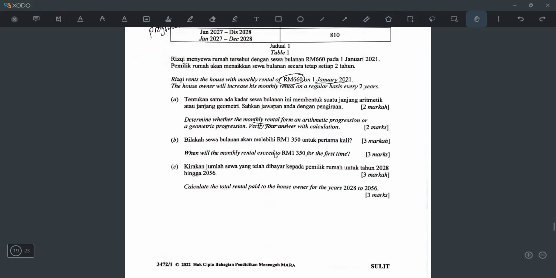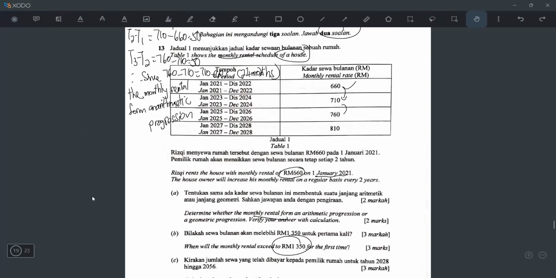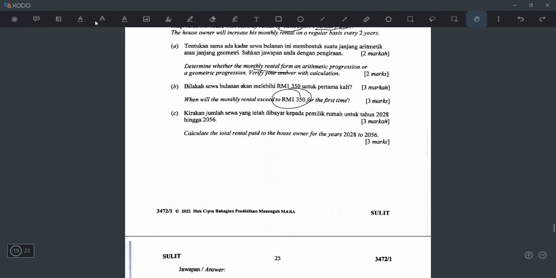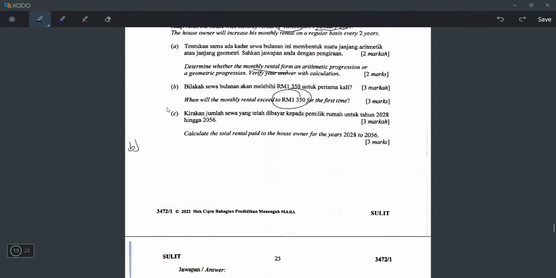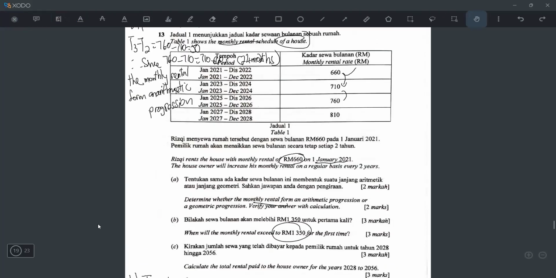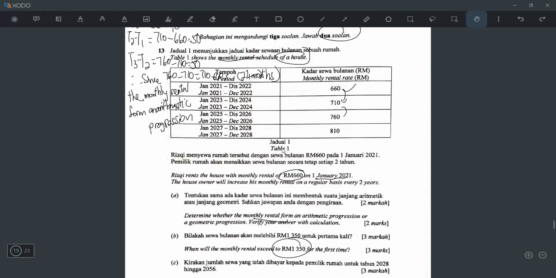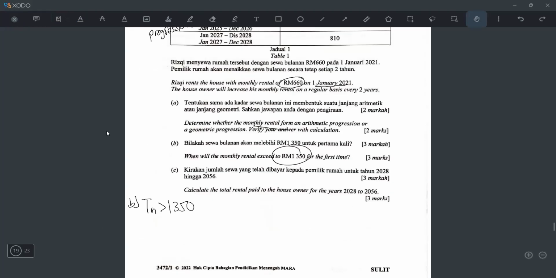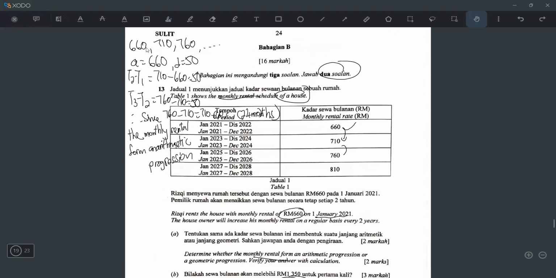B, they say when will the monthly rental exceed 1350 for the first time? Okay, I'll just do it here. So when will the monthly rental exceed? So TN bigger than 1350, because now the monthly rental is 660, 710, 760, and so on. So when will the monthly rental exceed 1350? So use this progression.